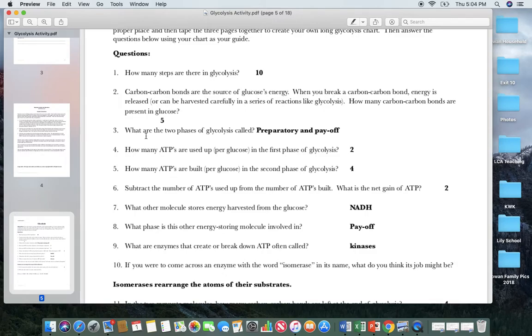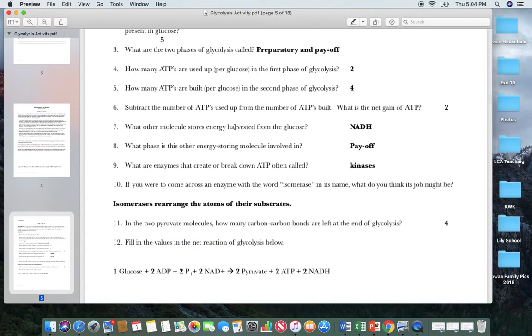What are the 2 phases of glycolysis called? Now, we didn't necessarily talk about this in these words, but we kind of mentioned the fact that we have some payoff steps. So you could put preparatory and payoff steps are what we can call that. How many ATPs are used up per glucose in the first phase of glycolysis? We have 2 that are used.